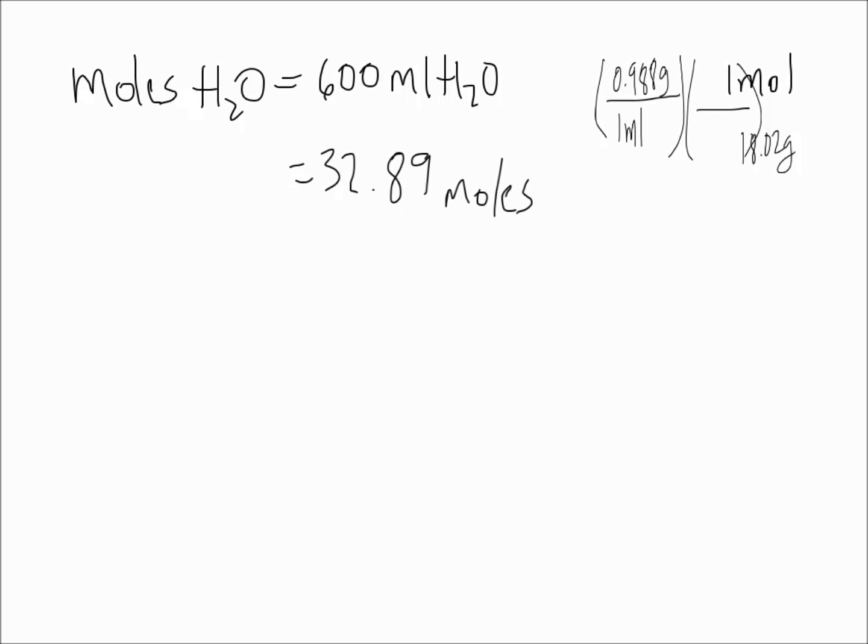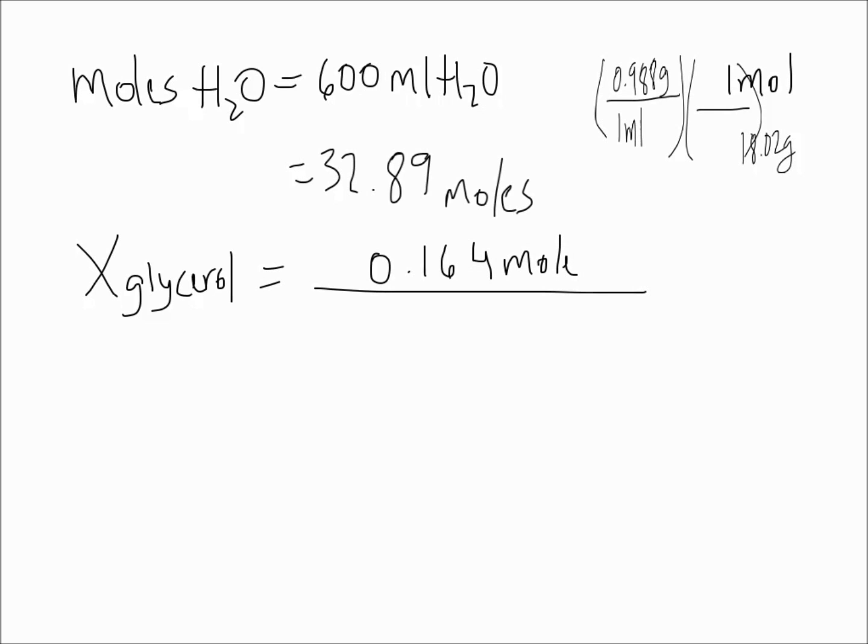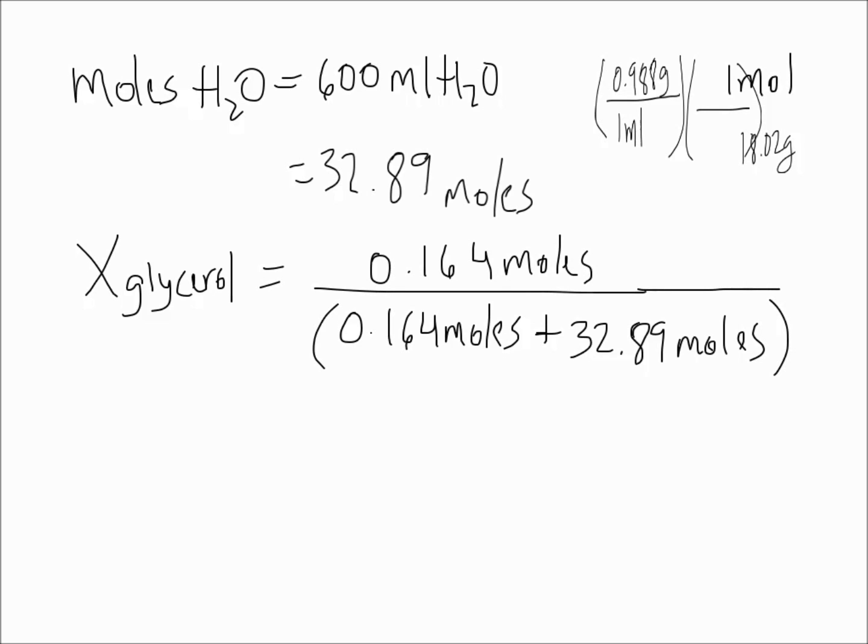So now we can finally determine the mole fraction of glycerol. X glycerol is going to be 0.164 moles. Those are the moles of glycerol or solute over 0.164 moles plus 32.89 moles. And that is equal to 0.00496. And mole fraction doesn't have a unit.